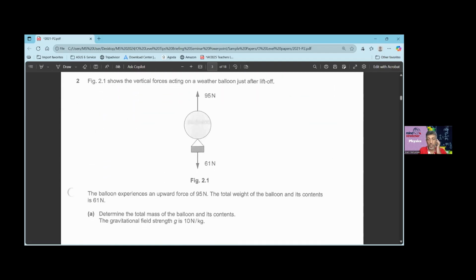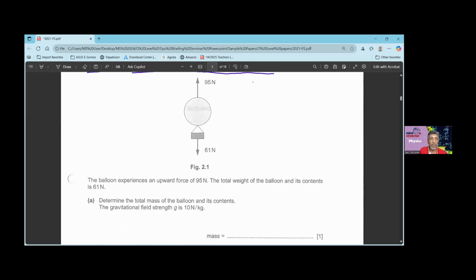Okay, let's take a look at question number 2. Okay, this question is on dynamics, right? Figure 2.1 shows the vertical forces acting on a weather balloon just after liftoff. So they have labeled all the forces. They say the balloon experiences an upward force of 85 Newton and the total weight of the balloon and its contents is 61 Newton. So they said this is the weight, right? So this is the upward force, this is the downward force. They ask to calculate the total mass.